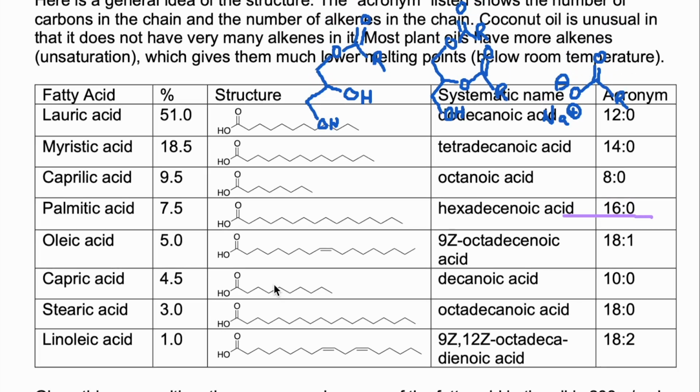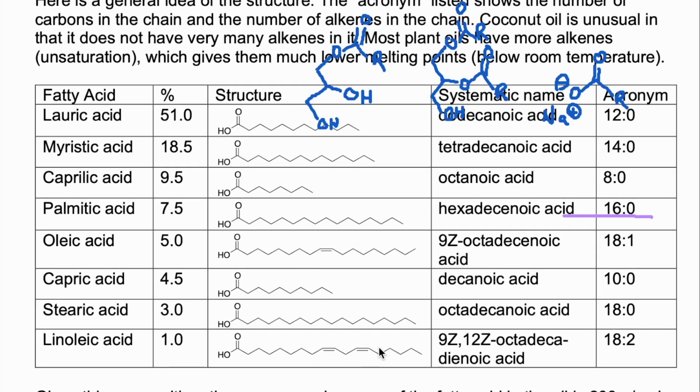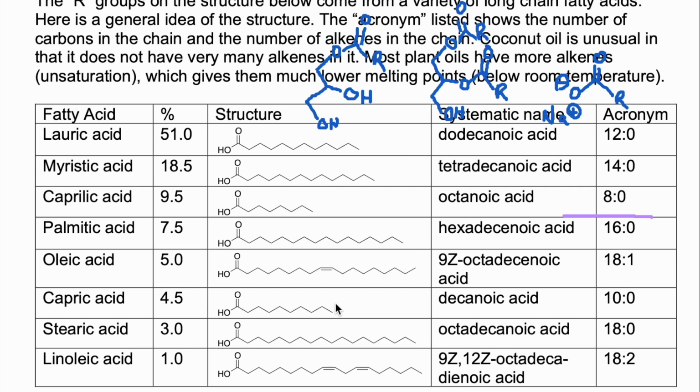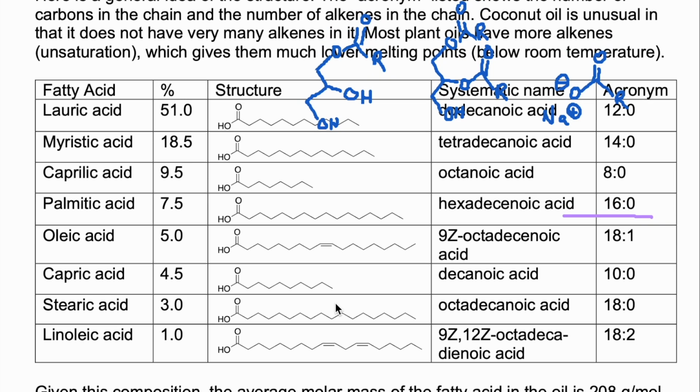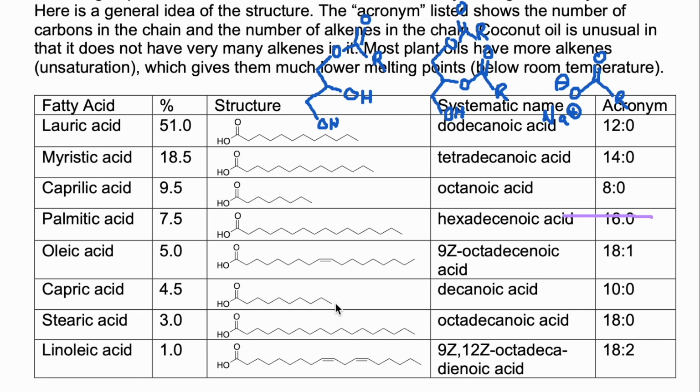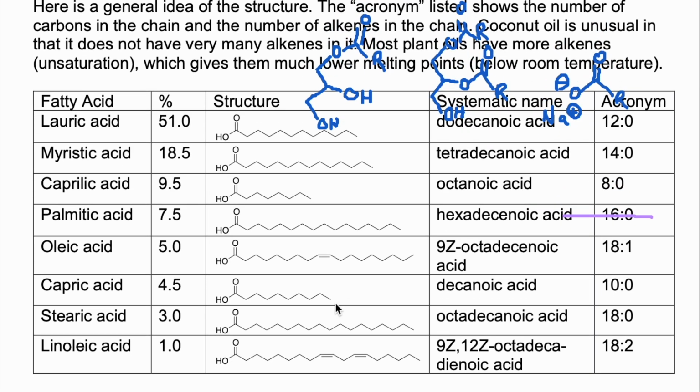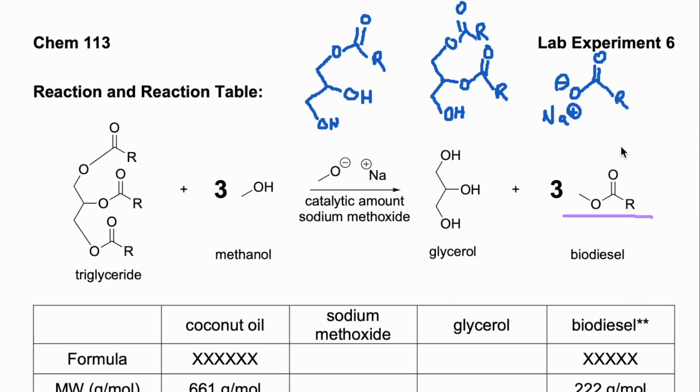So there's very few of the fatty acids that have alkene groups in them, so we are not expecting to see a lot of those. 5% for the oleic acid, another 1% for linoleic acid, so only about 6% of the fatty acids that are in coconut oil have an alkene, and so about 6% of the biodiesel that we make should have an alkene. So we're mostly just seeing an ester functional group.